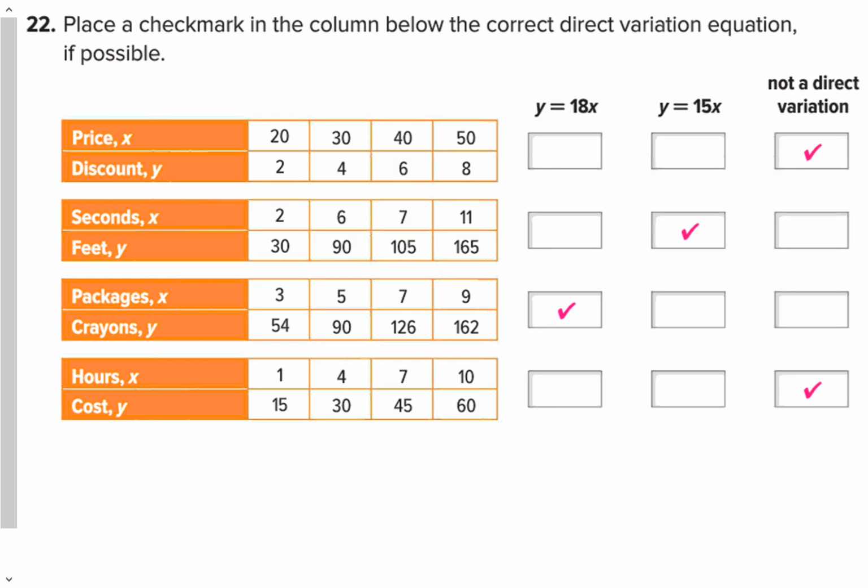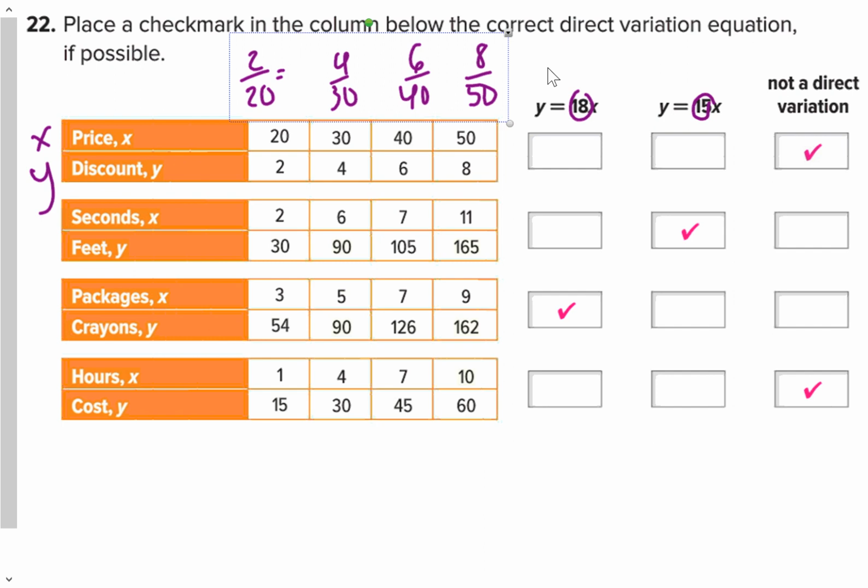And here's our last example. Please place a check mark in the column below to the correct direct variation equation if possible. Okay, so this one's pretty easy. Your choices are multiply it by 18, multiply it by 15, or it's just not a direct variation, so that's pretty cool. So we have here, remember we set up our y over our x. So this one actually is 2 over 20, and then 4 over 30, and 6 over 40, and then 8 over 50. And these actually don't equal 15 or 18. So that's why it's not a direct variation.